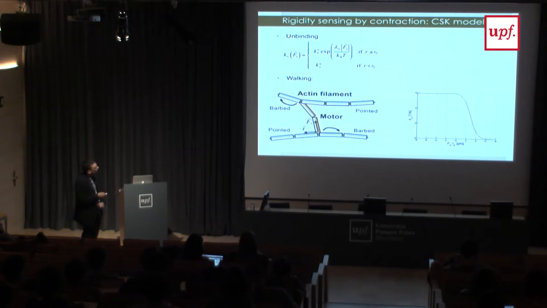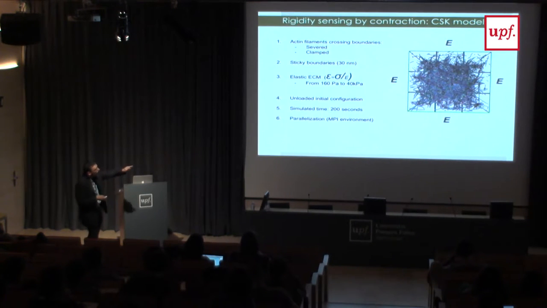And we also consider the possibility of unbinding between the different cross-linkers, and we assume a law for this. The myosin motors are going to walk along this actin filament following this law. And normally they tend to move toward the barbed ends. And with this model, we put it all together and we try to understand what is the emergent behavior when we change the properties of the surrounding medium. So we change the elasticity of the surrounding medium.